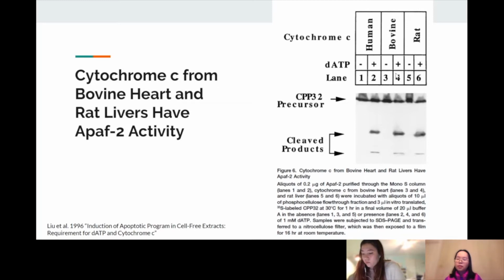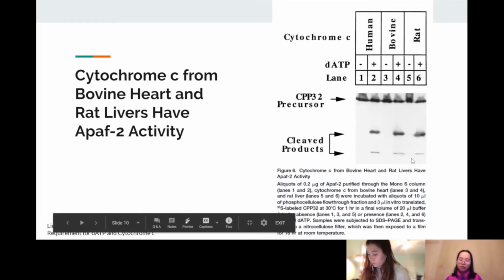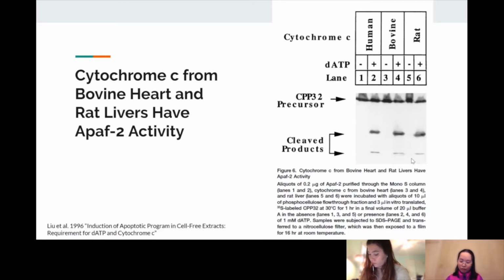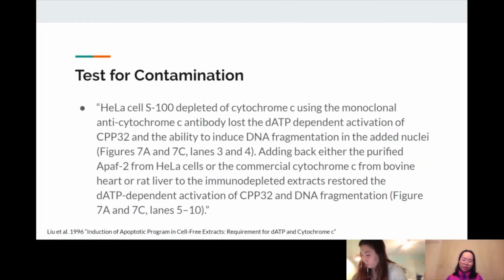But the cytochrome C from the bovine cells and the rat cells also demonstrate the exact same cleavage upon the addition of dATP. And you know that it must be apoptosis causing this cleavage because when you don't have the dATP, there is no cleavage. So now this is gathering more evidence to investigate what exactly this protein is. But it still sounds weird. Like, how is something in cellular respiration involved in programmed cell death?